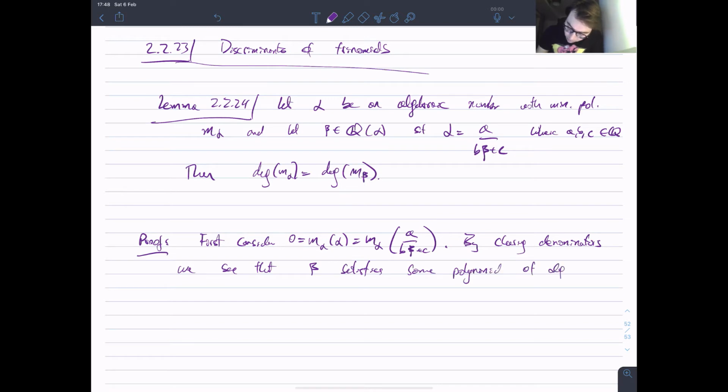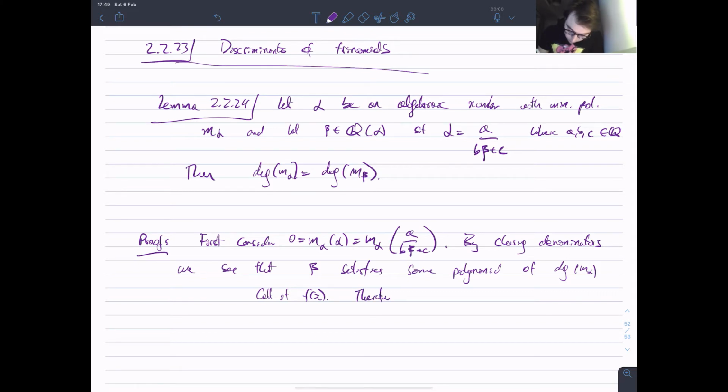of degree m alpha. If you take this relation that we've written down, write out what the minimal polynomial of alpha is, substitute in this expression, and then clear the denominators, you're going to get some powers of beta, and the highest power of beta is going to be the degree of the polynomial m alpha. So it satisfies some polynomial of degree m alpha. Call it, say, f of x.